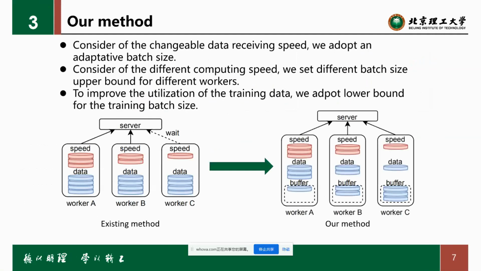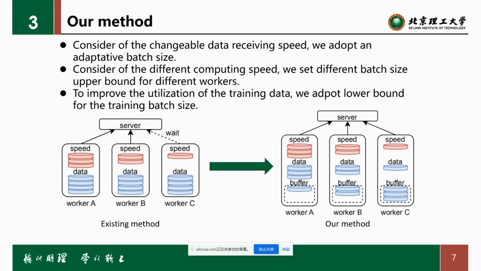In ABS, we adopt a buffer mechanism. By using batch sizes for workers A, B, and C of 3, 2, and 1, and storing the rest of the data in the buffer, we alleviate the drag caused by the slowest worker. In fact, we adaptively change the batch size, considering the processing rate, training model, and the training data generation speed.